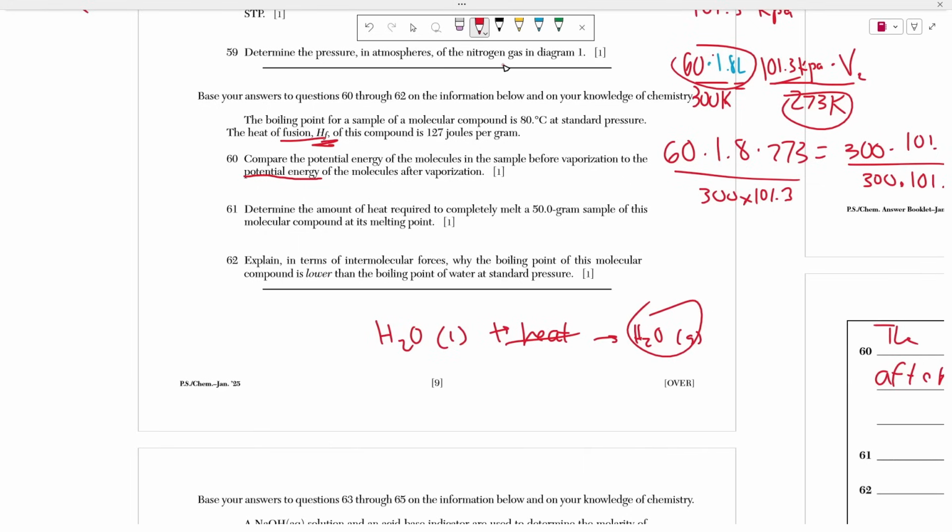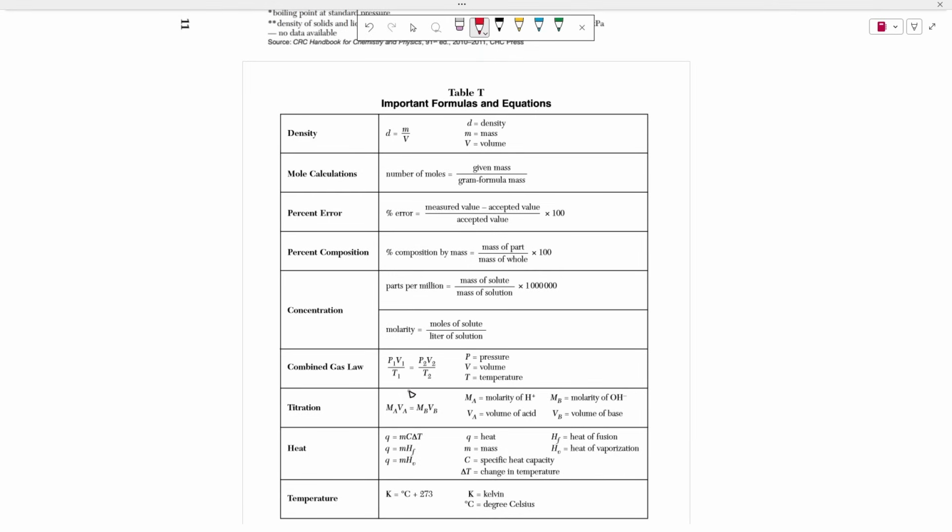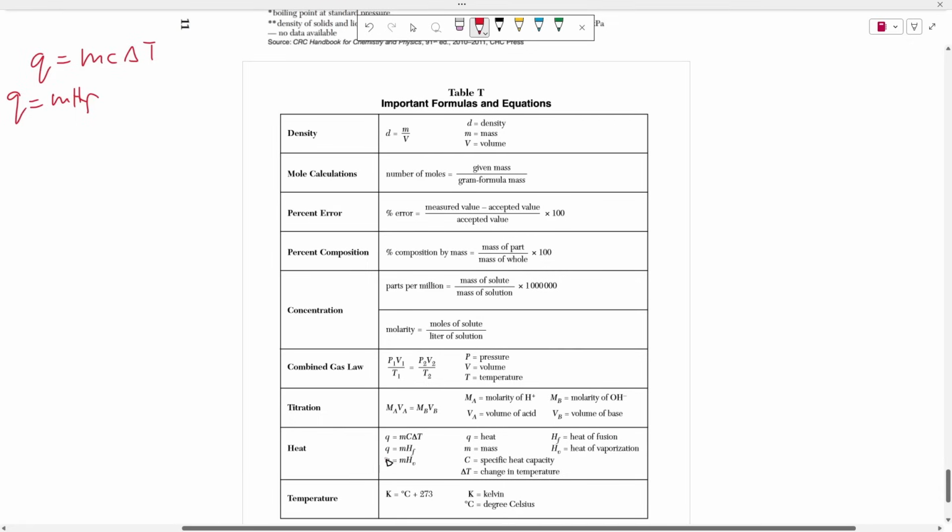All right, number 61 asks us to determine the amount of heat required to completely melt a 50-gram sample of this molecular compound at its melting point, okay? So whenever we want to find the total amount of heat that's required to do something, look at a reference table. Here we know that heat Q is equal to mcΔT, or Q is equal to mHf, which is the heat of fusion. And if you're trying to melt something, then you're going to use the heat of fusion, right? I'm not going to use the heat of vaporization because I'm not trying to vaporize something, all right? So whenever you're melting something, you're going to use the heat of fusion.